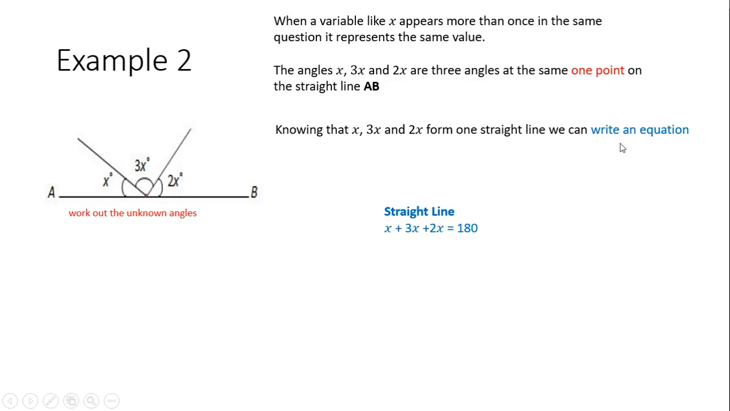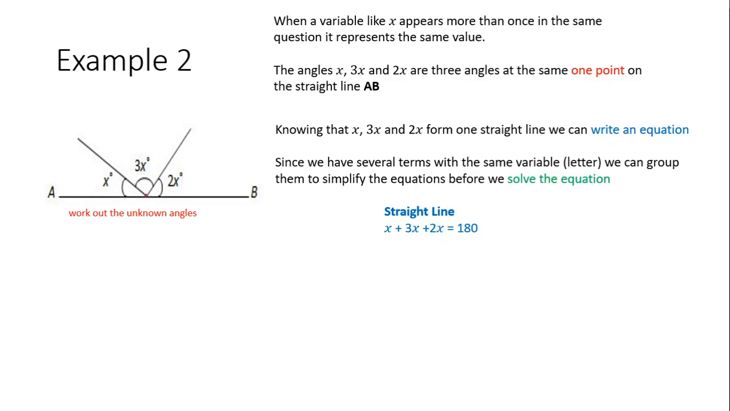Okay, so knowing that x, 3x, and 2x form one straight line, we write the equation. Again, the rule is that it's a straight line, so the equation is that these angles will add up to 180. Now, since we have several terms with the same variable, that's the same letter, we can group them together to simplify the equation before we solve. So grouping this together, x, 3x, and 2x, how many x's is that? It's 1x plus 3x plus 2x. Together that makes 6 x's.